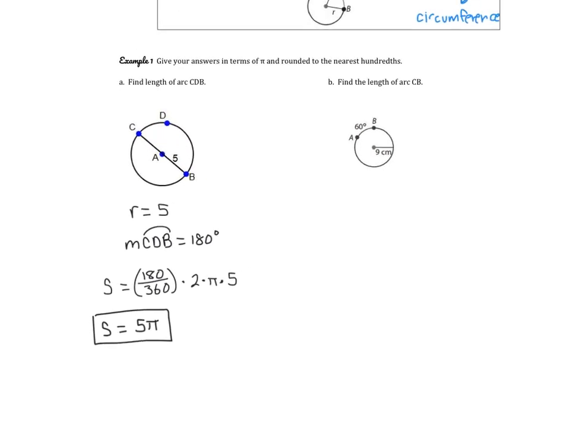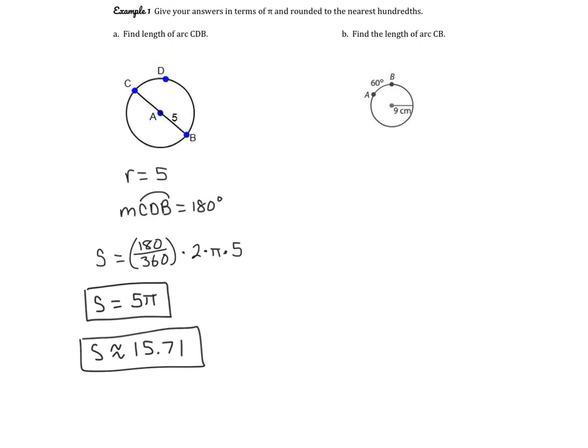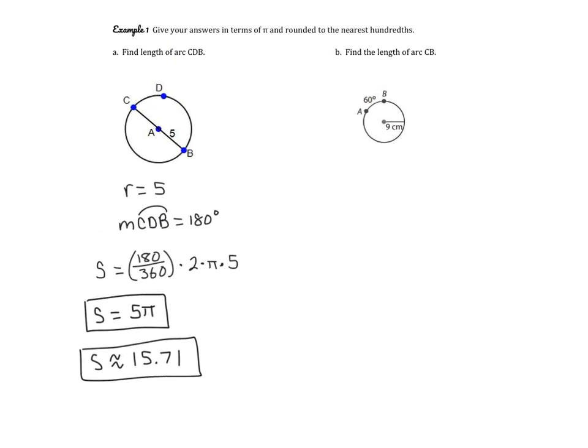We can also give an answer that's rounded to the nearest hundredth by plugging this into our scientific calculator. We use the pi button, so you just type in 5 pi, and that gives us the decimal approximation of 15.71. Here they asked us to round to the nearest hundredth. My calculator said 15.7079. To round to the nearest hundredth, you look at this, and this rounds up to a 1.